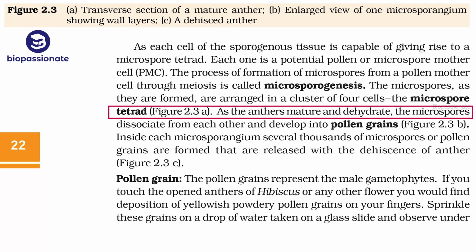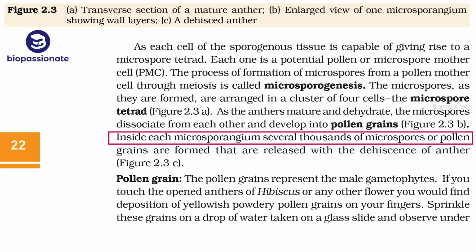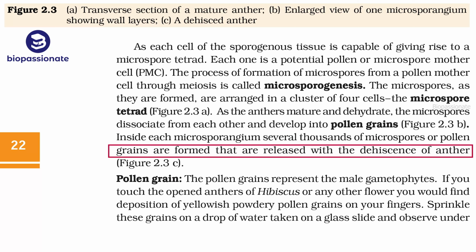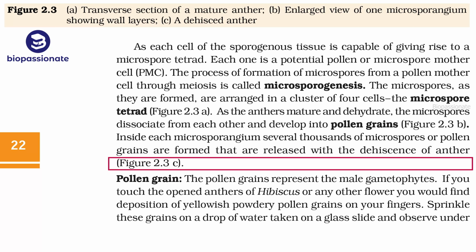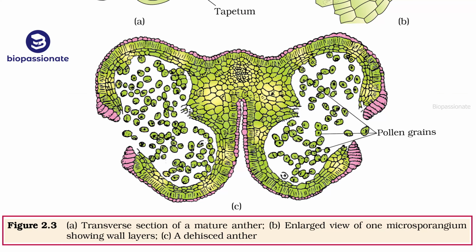As the anthers mature and dehydrate, the microspores dissociate from each other and develop into pollen grains, Figure 2.3b. Inside each microsporangium, several thousands of microspores or pollen grains are formed that are released with the dehiscence of anther, Figure 2.3c. Figure 2.3, A, transverse section of a mature anther. B, enlarged view of one microsporangium showing wall layers. C, a dehisced anther.